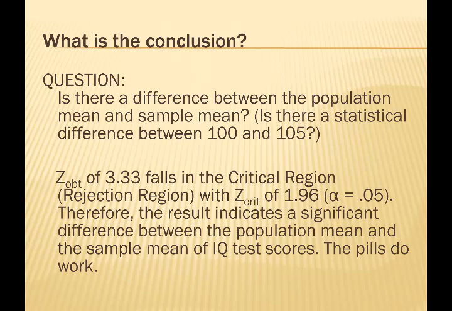So then going back to the question of, is there a difference between the population mean and the sample mean? Or is there a statistical difference between 100 and 105? We could say something like this as the conclusion. The z obtained of 3.33 falls in the critical region or the rejection region with the z crit of 1.96, and we would in parentheses indicate the alpha level, alpha of 0.05. And we would then conclude, therefore, the result indicates a significant difference between the population mean and the sample mean of IQ test scores. And we would say, in everyday terms, the pills do work.